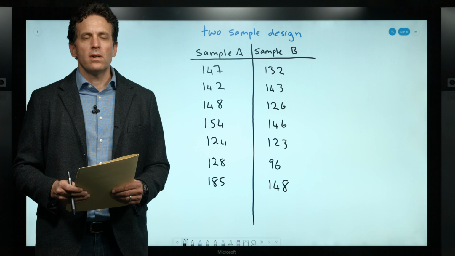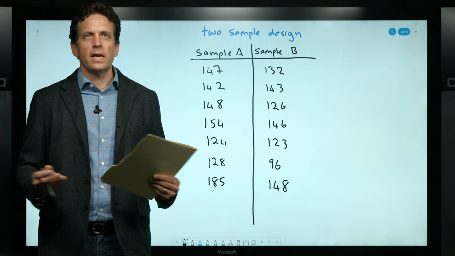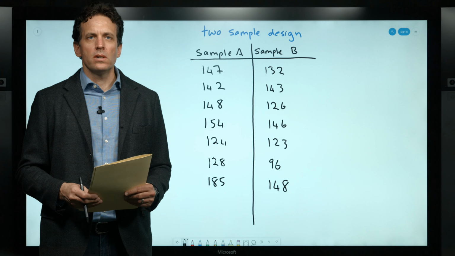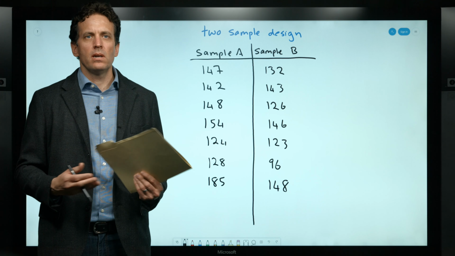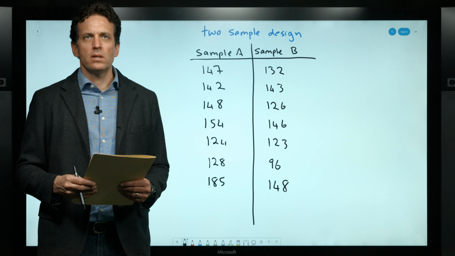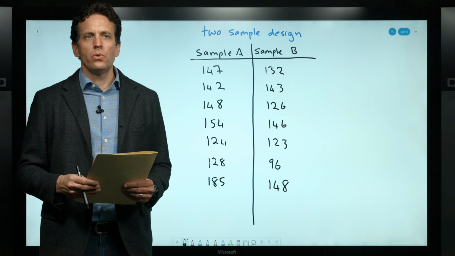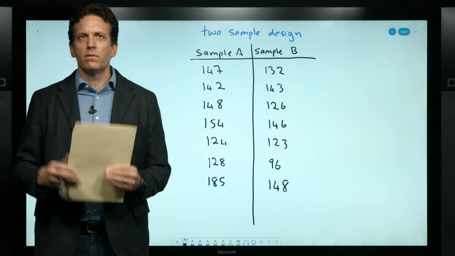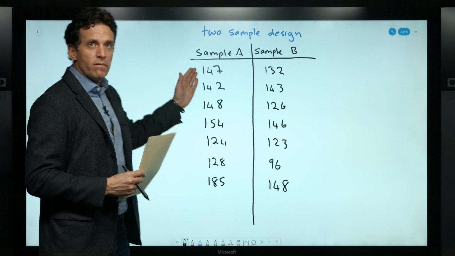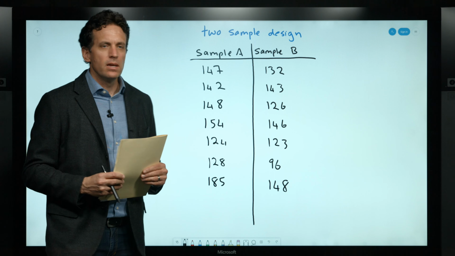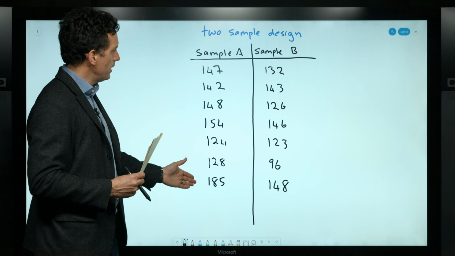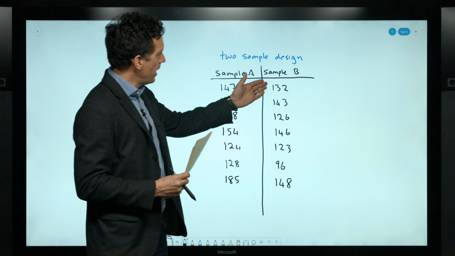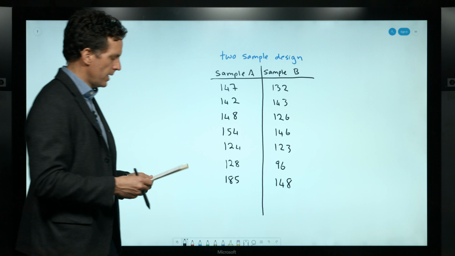So now let's consider an alternative design, a two-sample design. In this case, we are interested in the same question as to whether having aspirin reduces your blood pressure. And we have individuals who have taken aspirin and individuals who have not taken aspirin. These are in fact exactly the same data, but in this case we have 7 individuals who have not taken aspirin, and we have 7 individuals who have taken aspirin.